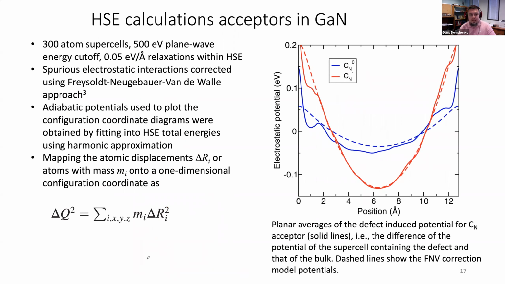I'm going to skip this. This has to do with electrostatic corrections and how to do them right. This is the equation for how the mapping is done from the positions of all the atoms in the supercell to a single effective configuration coordinate. It's basically trying to fit it into a simple harmonic oscillator.